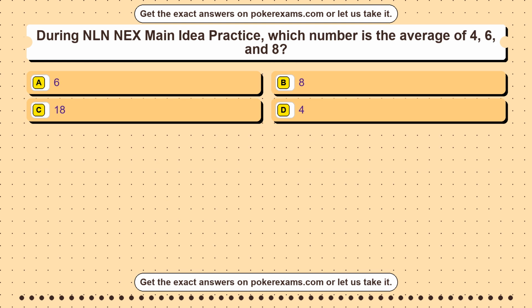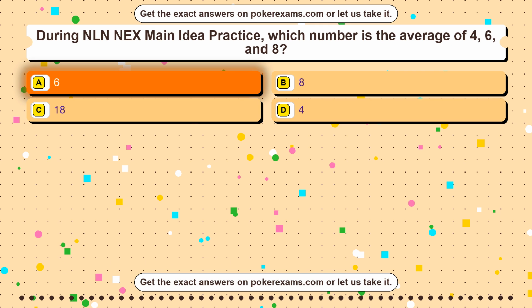Question 41. During get history practice test, which branch of government makes laws in the United States? Option A, legislative. Option B, executive. Option C, judicial. Option D, military. The correct answer is option A.